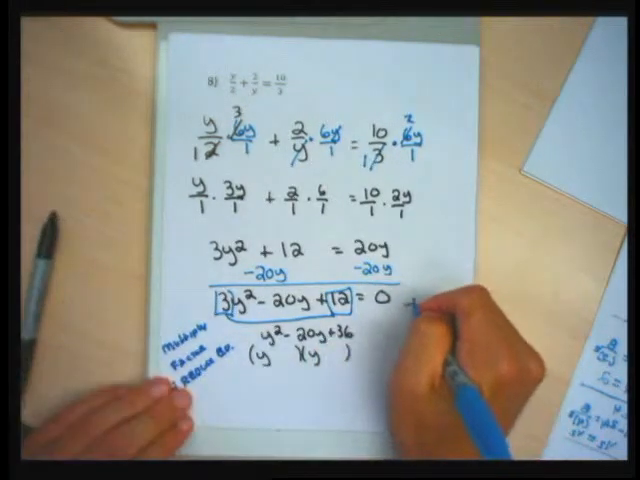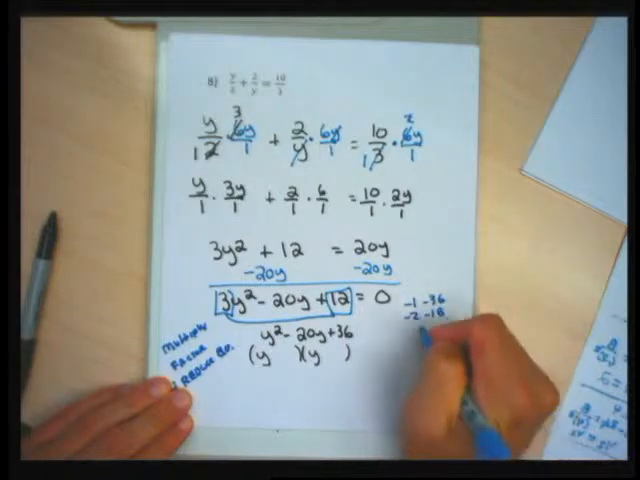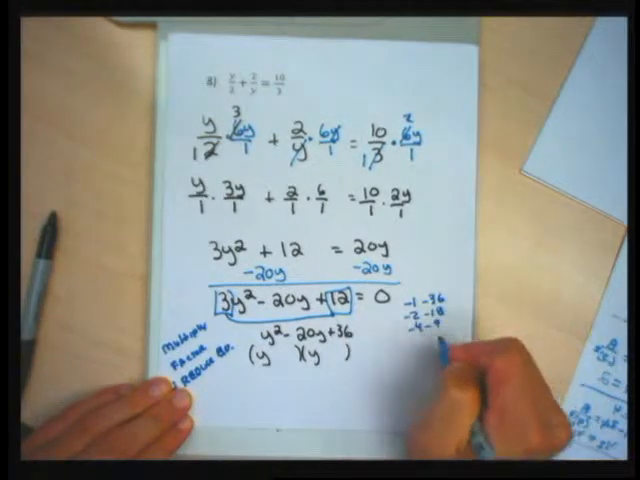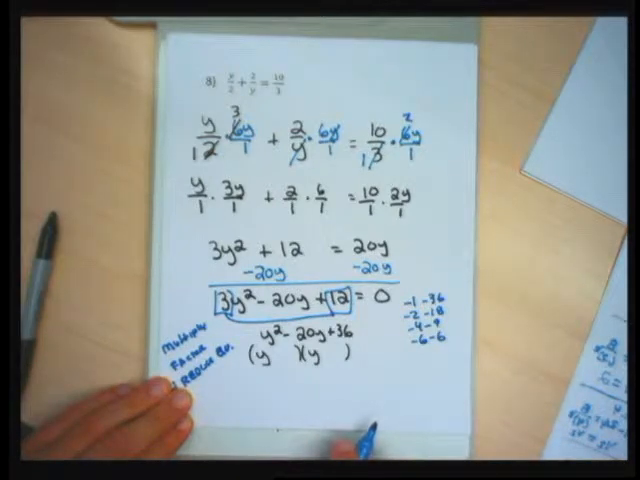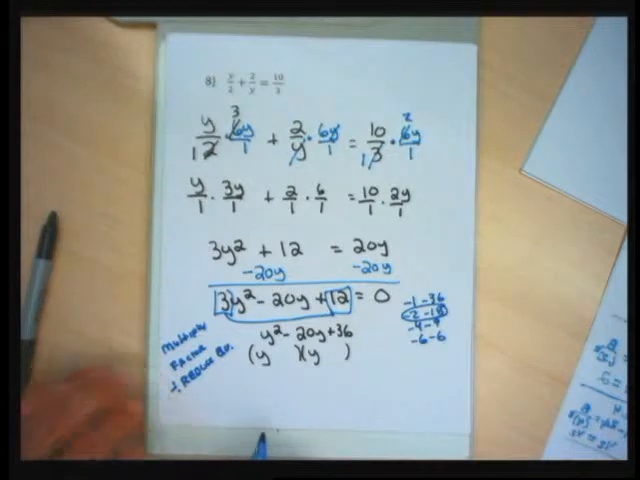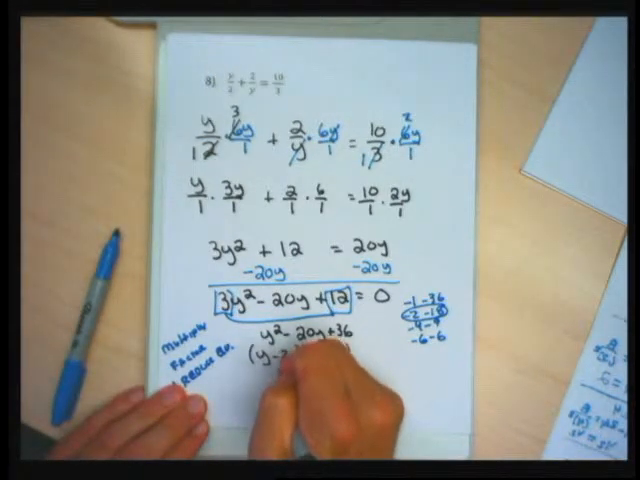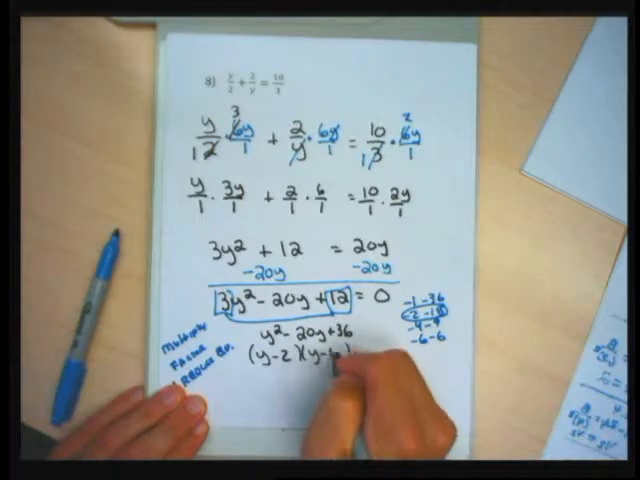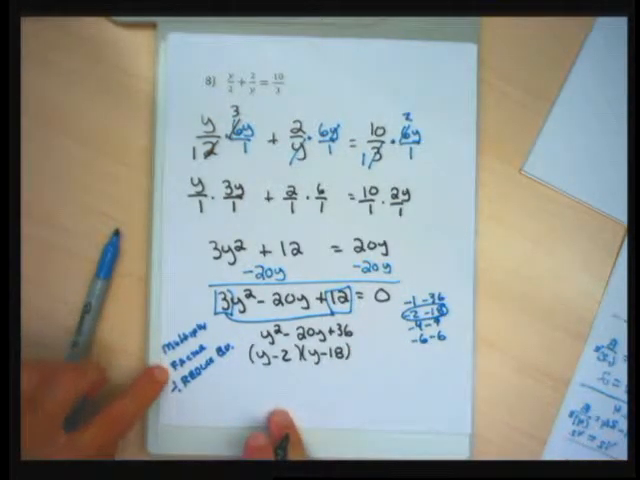So I can do a minus 1 and a minus 36, a minus 2 and a minus 18, a minus 4 and a minus 9, or a minus 6 and a minus 6. I need to get a minus 20 out of this pairing, and this is the pair that gives me the minus 20. The other 3 possibilities won't help me out, so I'm going to do a minus 2 and a minus 18. So I've done the multiply, factor part.